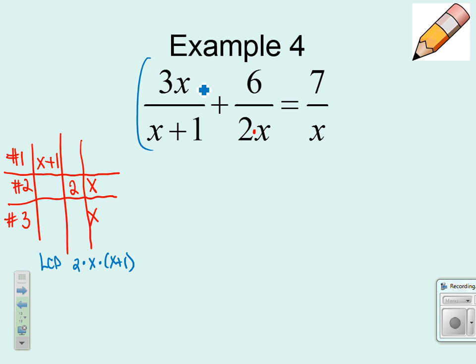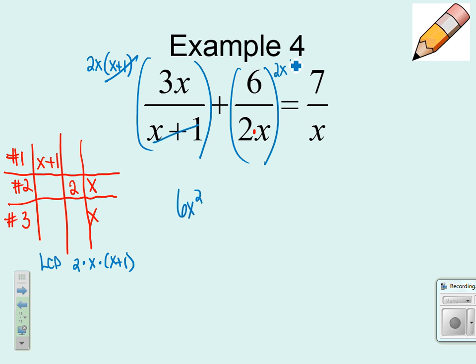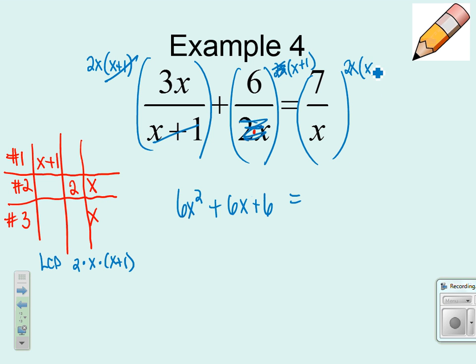That's a big one. All right, here we go. We have to multiply this by 2x times x plus 1. The x plus 1's cancel, and 2x times 3x is 6x squared. Multiply this one by the lowest common denominator. The 2 and the x cancel. 6 times x plus 1 would be 6x plus 6. Multiply this one by 2x times x plus 1. The x cancels with that x, so I'm left with 7 times 2, which would be 14. 14 times x plus 1.